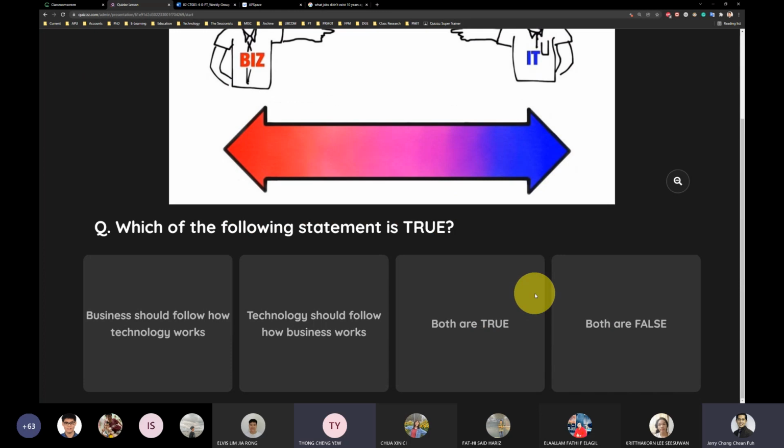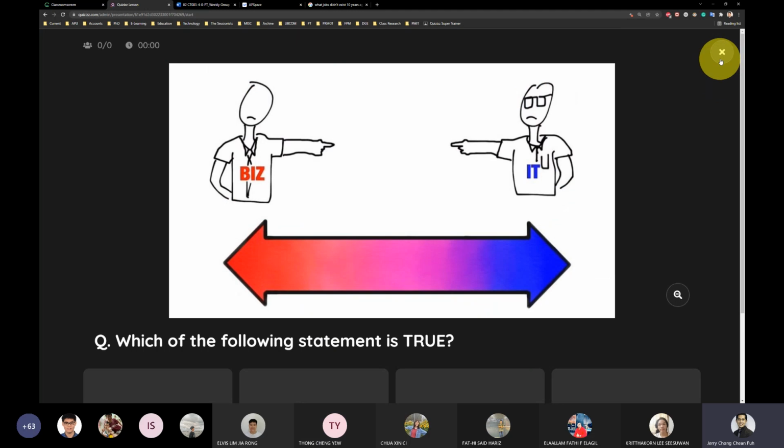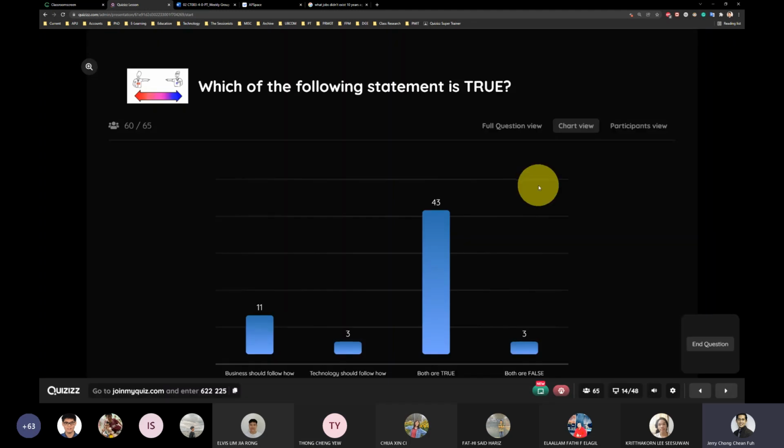Oh, I choose both are true. So reason is? The reason is because I think it works both ways. Okay, all right, short and simple. Sweet and simple. Thank you, Ching Yu.